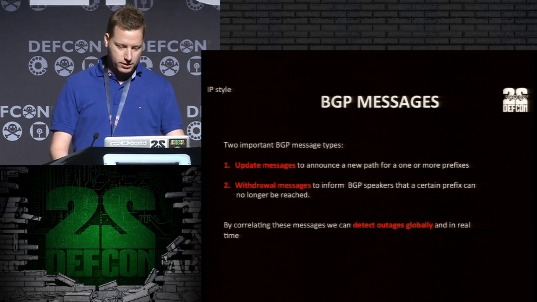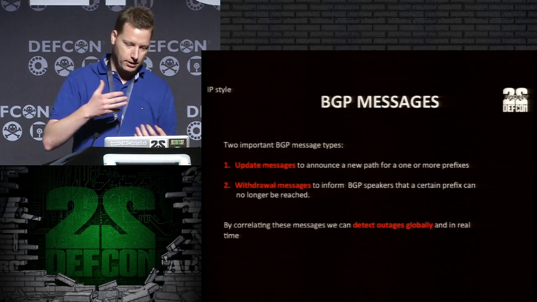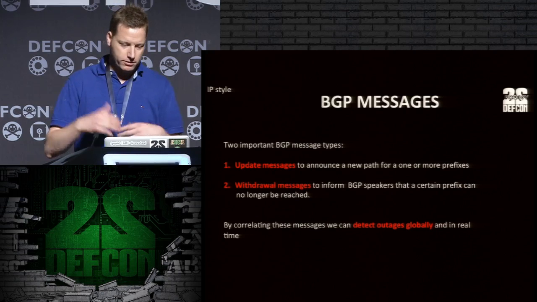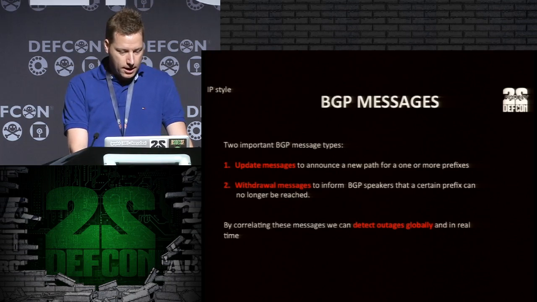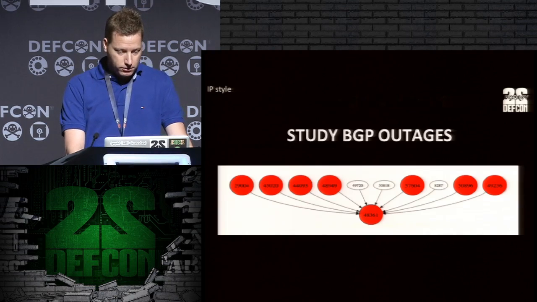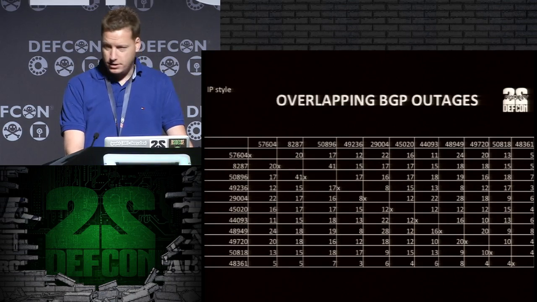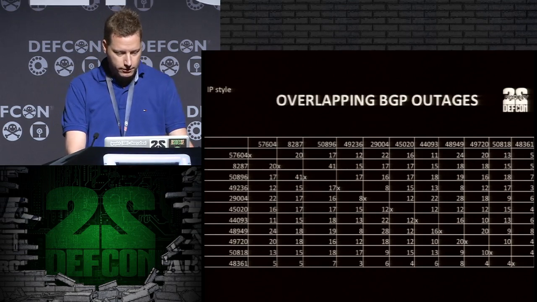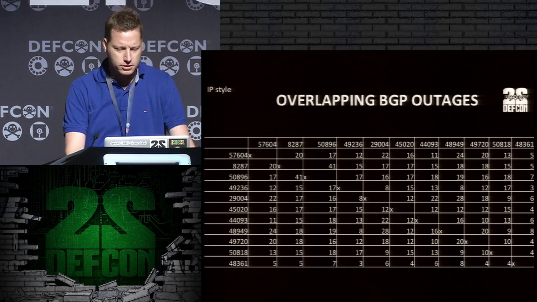Those are sort of the two main BGP messages. And I'm not going to go into detail, but basically if you look at a withdrawal, then the prefix is unreachable, and then an hour later there's an update. And you do that from hundreds of routers at the same time, and then you basically correlate when there's an outage. So that's what we did. And we looked at all these ASNs and see if there were overlapping outages. And this was the result, which is a lot of text, I know, and a lot of numbers, but basically it's a table showing all the ASNs and the overlapping outages at the same time.